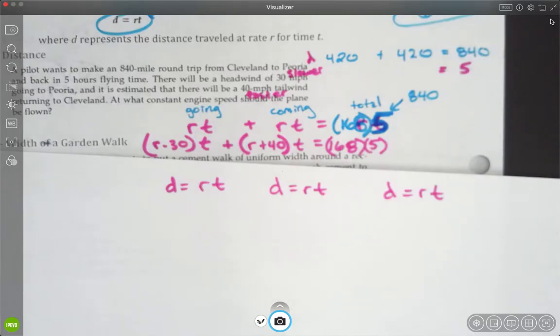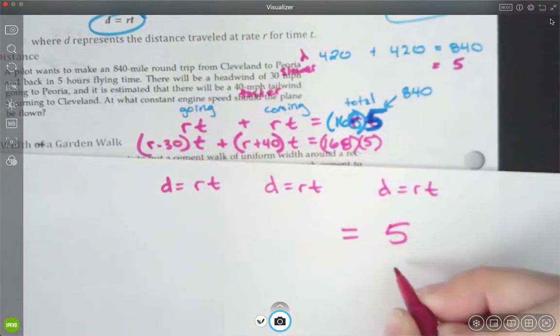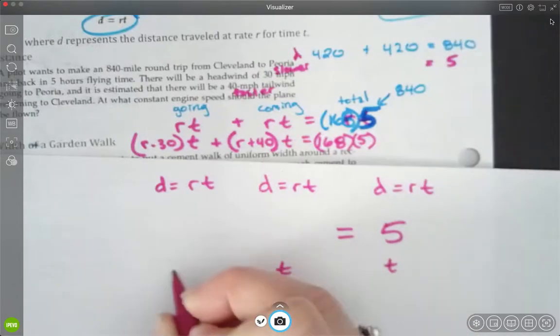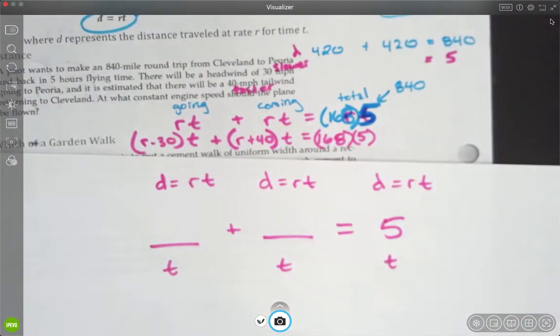So let's think about it in terms of this. I don't know that the time is the same going and coming back. In fact, I know it's not. But I do know that the 2 times add up to be 5. So this one is a time, this one is a time, this one is a time. The time of this one plus the time of this one equals the total time, and the total time is 5, right?